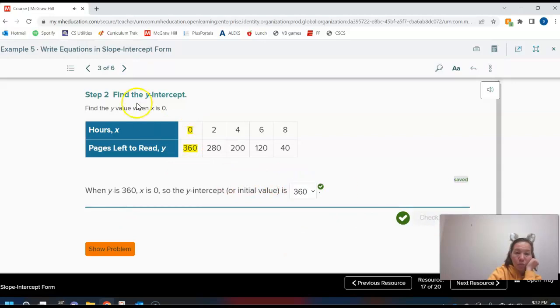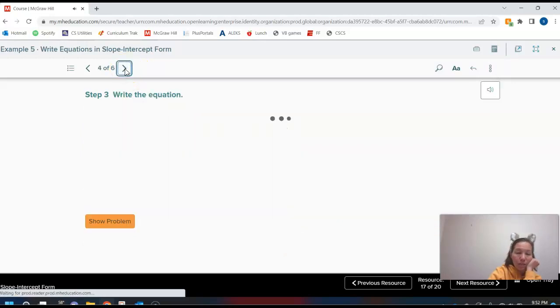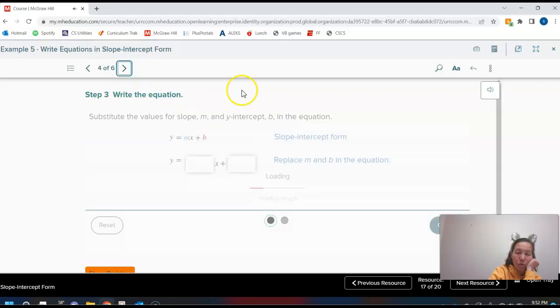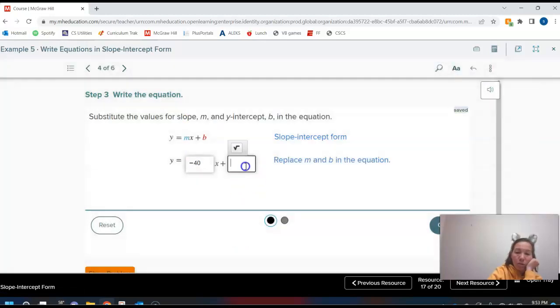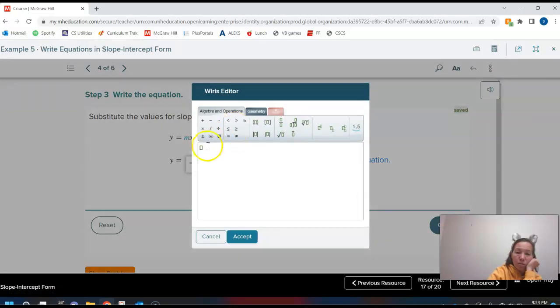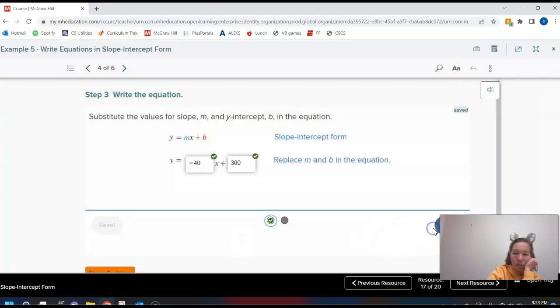Now we have our slope and we have our y-intercept, so then it's back to what we did the day before. Plug it in. Slope is -40. Y-intercept is, I forgot what we just said, 360. And so there is our equation here. It is -40x plus 360.